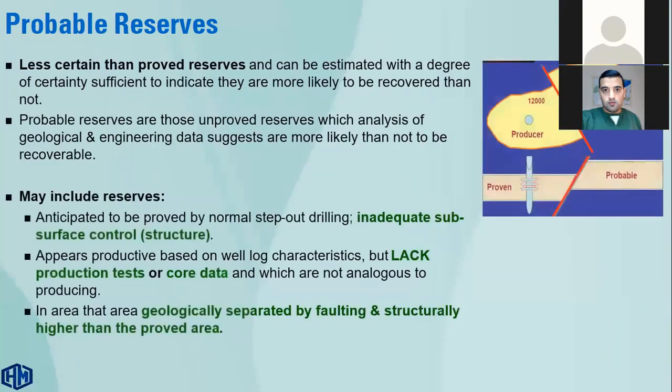Probable reserve is less certain than the proved reserve by definition. As you can see, there may be areas geologically separated by faulting like this, and higher in structure is proved, and this area is higher in structure than the proved area. So this area can be classified as probable reserve.